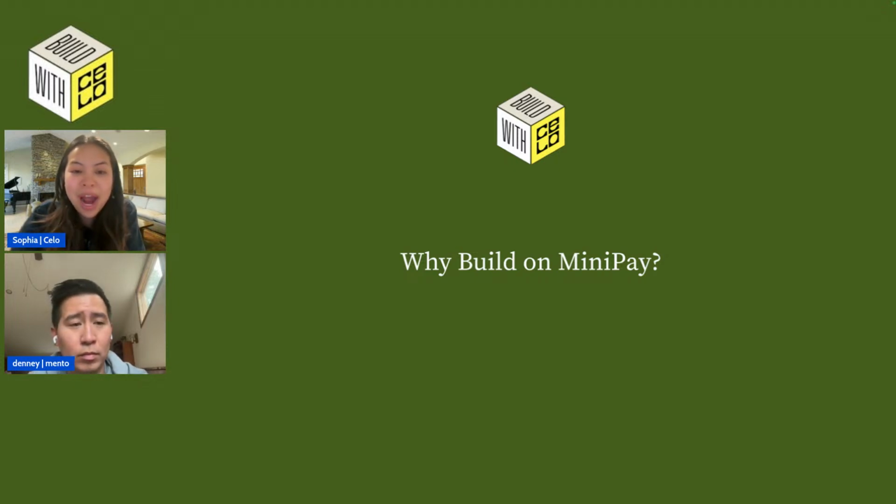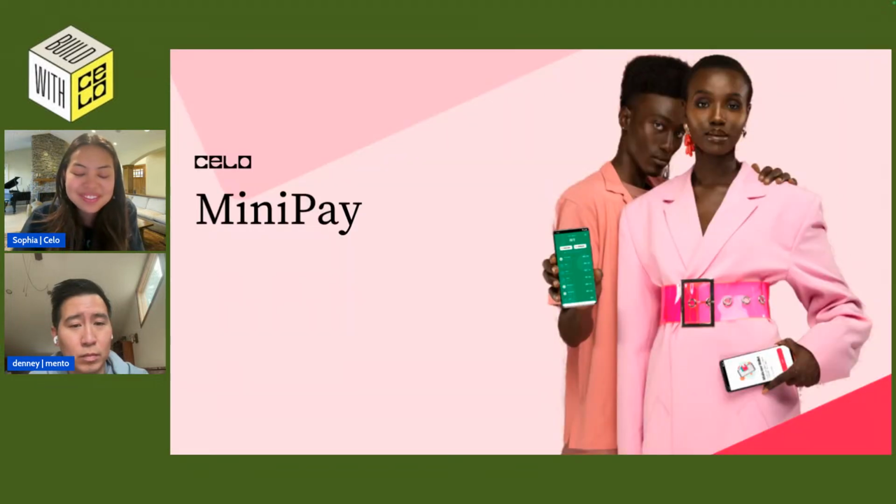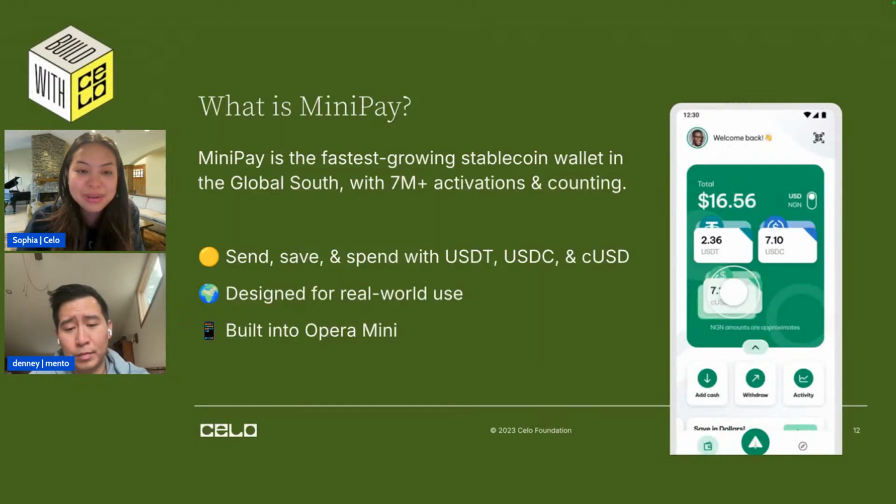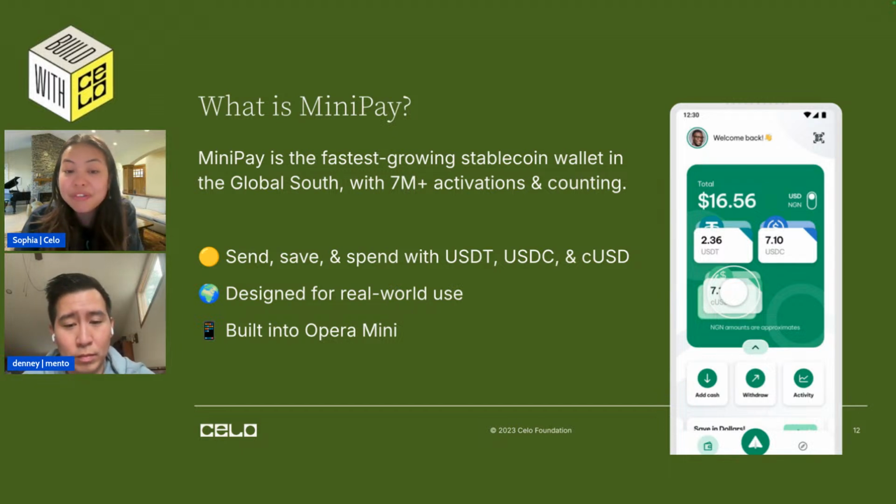Now, why build on MiniPay? This hackathon is happening with Build on MiniPay and Mento, and we'll explain a little bit about what MiniPay is and why you should build on it. MiniPay is the fastest growing stablecoin wallet in the global south with over 7 million activations and counting. If no one's ever used it, here's a little bit of what it looks like. It's a stablecoin wallet, meaning that this front end here is the homepage. You can send, save, and spend with USDT, USDC, and Mento's cUSD. So as you can see, it's like a dollar stablecoin wallet, designed for real world use.